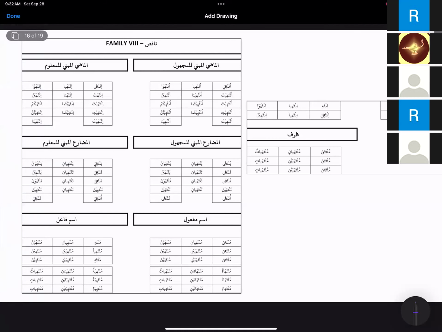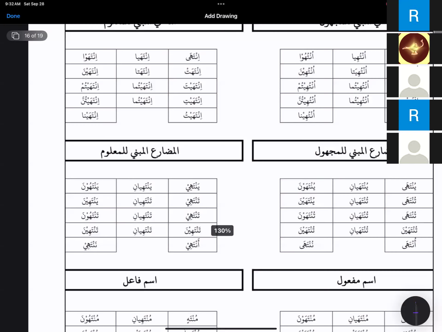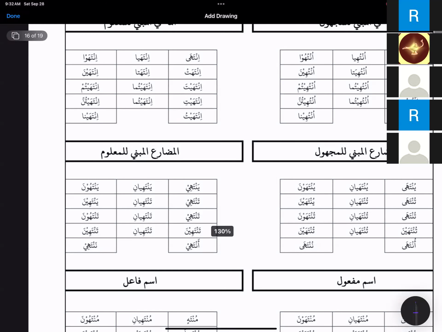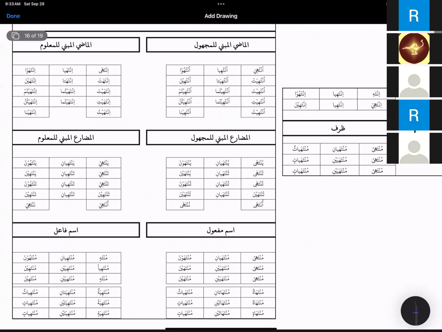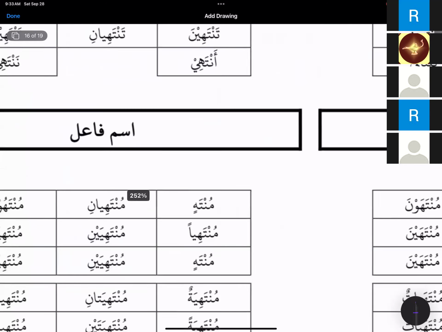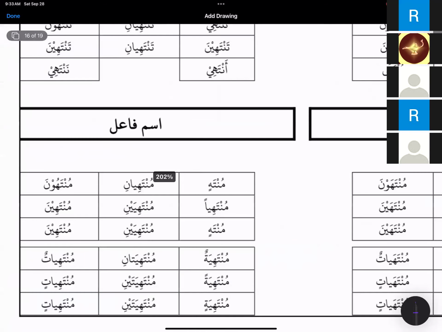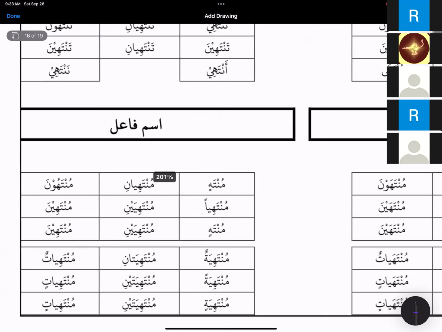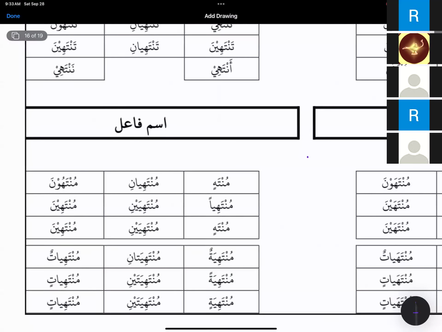Now family 7. Intaha, intahaya, intahaw. Yantahi, yantahiyani, yantahuna. Again, the ya comes back. Ism fa'il would be muntahin. What would be the translation of muntahin? This is basically naha, right? So muntahin is one who is forbidding something, saying no. Right? Muntahin.